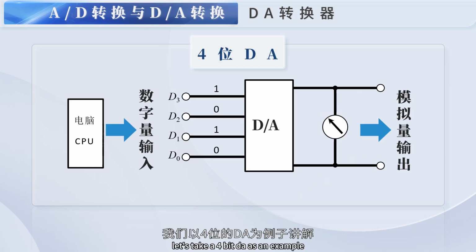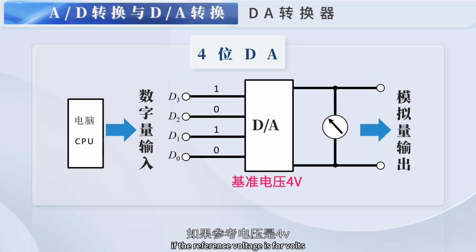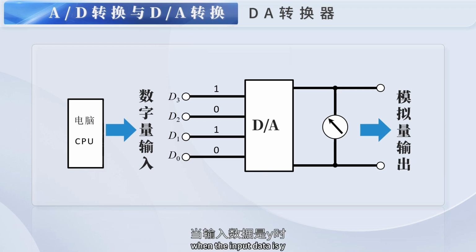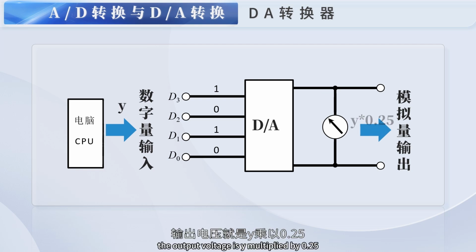Let's take a 4-bit DA as an example. As shown in the figure, the left input is a digital signal, and the right side is the analog signal. If the reference voltage is 4 volts, a 4-bit DA converter actually divides the 4-volt voltage into 16 parts. Each part is 4 volts divided by 16, which equals 0.25 volts. That is to say, this DA can output a voltage that is a multiple of 0.25 volts. When the input data is Y, the output voltage is Y multiplied by 0.25.